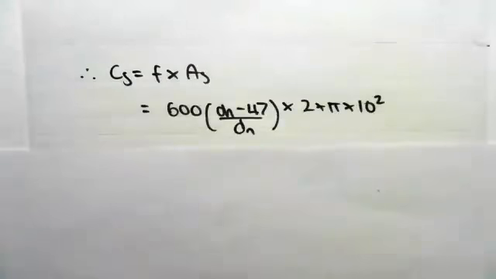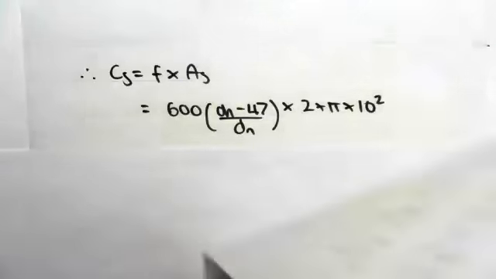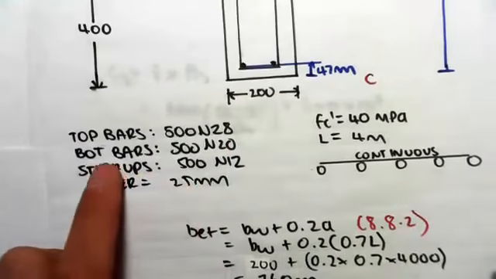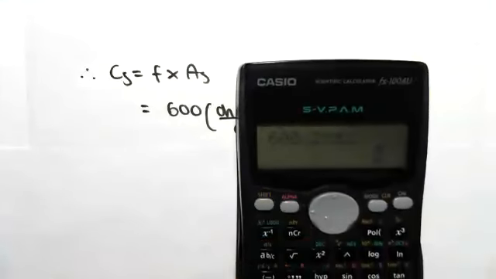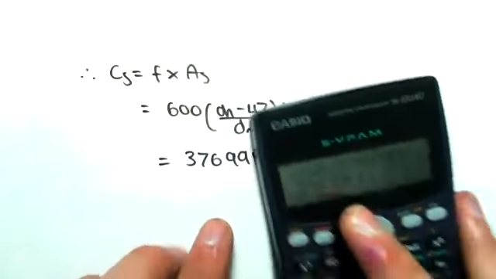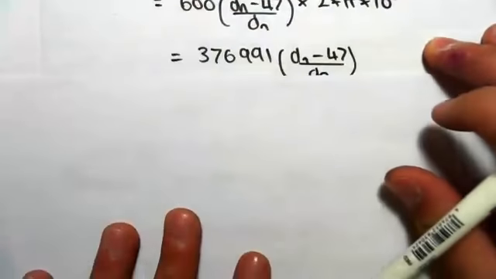Now, the compression in the steel is just the stress times the area. We just saw that the stress is this formula here, 600 outside of dn minus 47 on dn, times the area of steel. The area of bottom steel, we have two N20 bars, so it's going to be 2 by pi by 10 squared as the total area. So 600 by 2 by pi by 10 squared gives us 376,991 outside of dn minus 47 on dn.